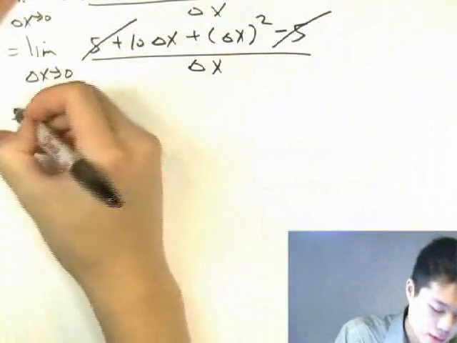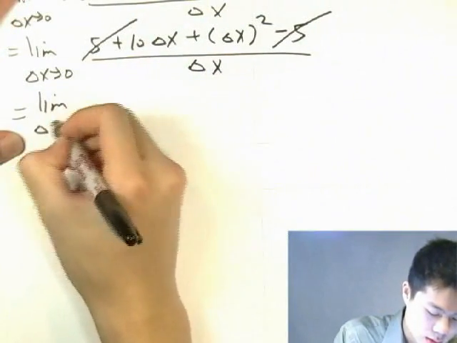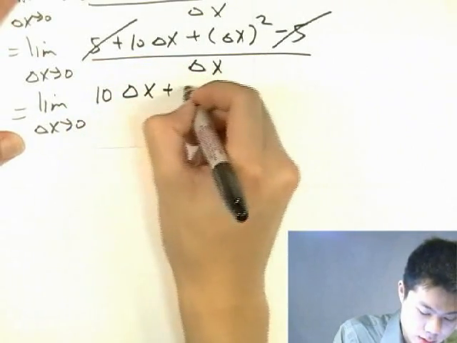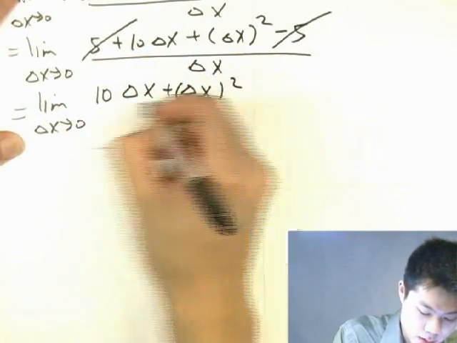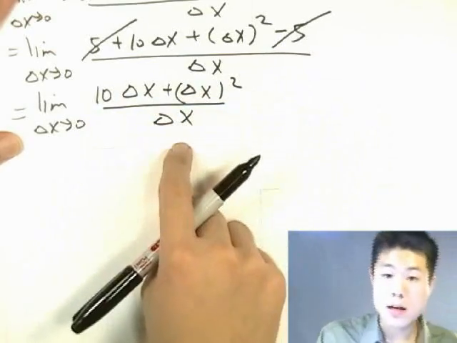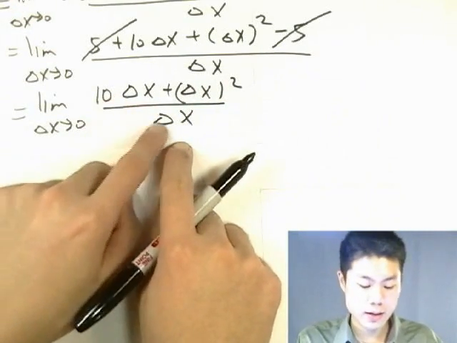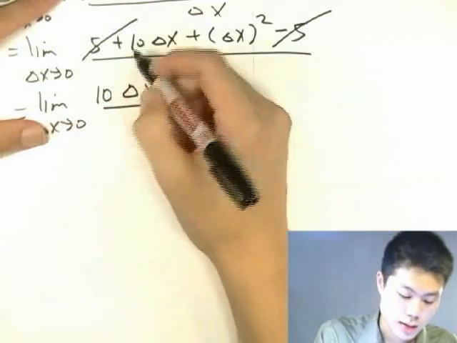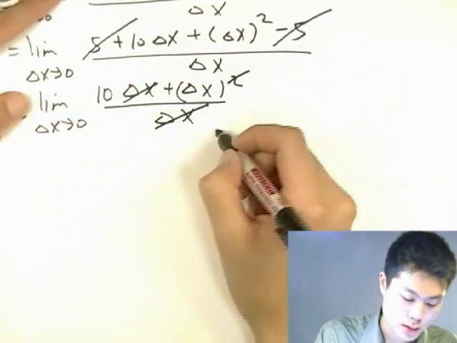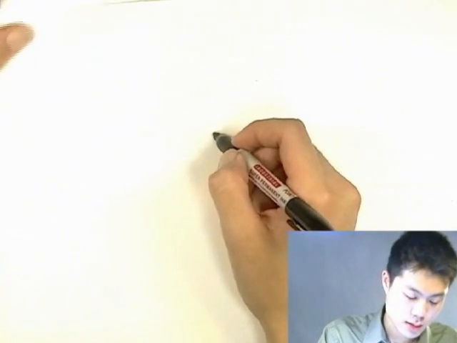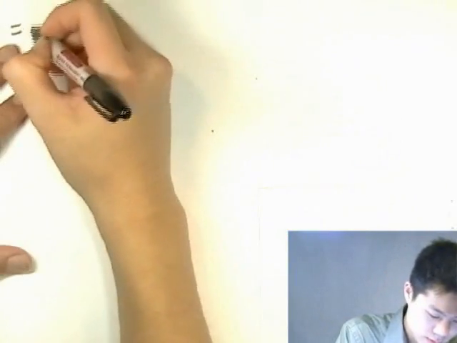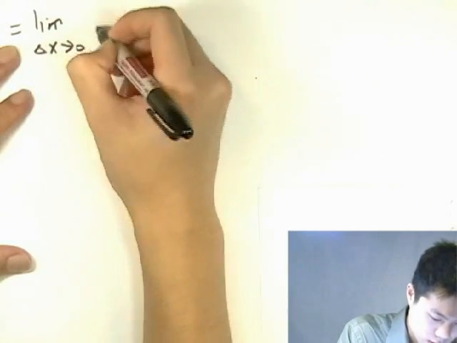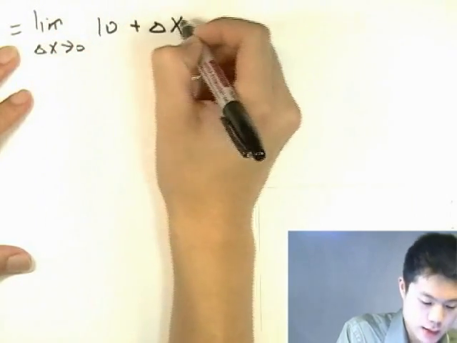So what I'm left with is 10 times delta x plus 5 delta x squared over delta x. I can cancel out the delta x on the bottom with the delta x in each term on top. There you go. And what I have left is 10 plus 5 delta x.